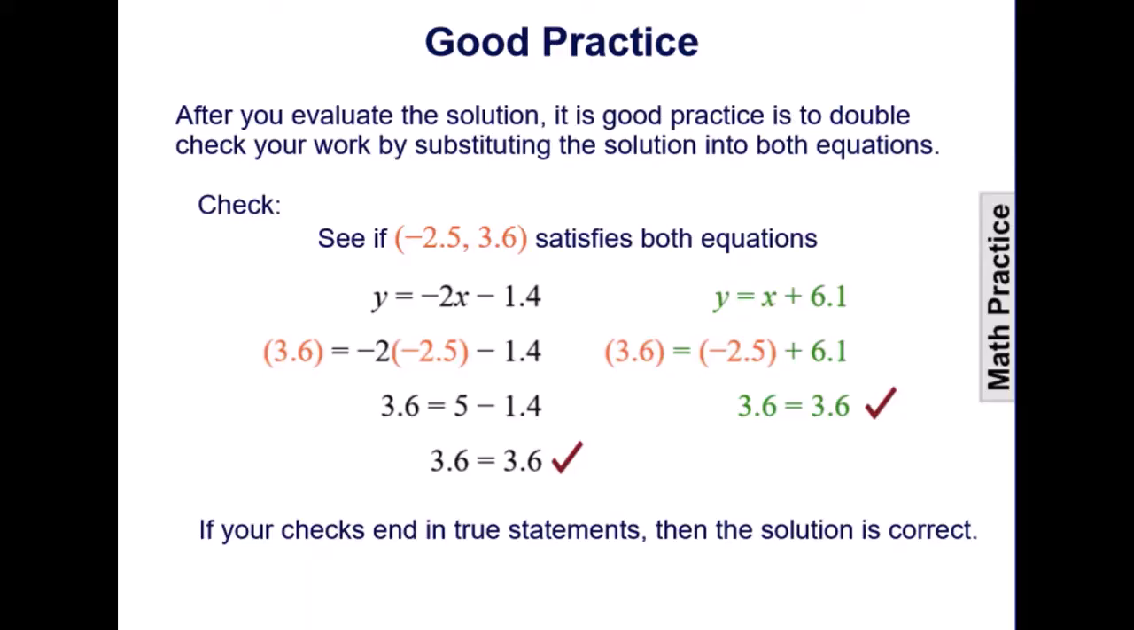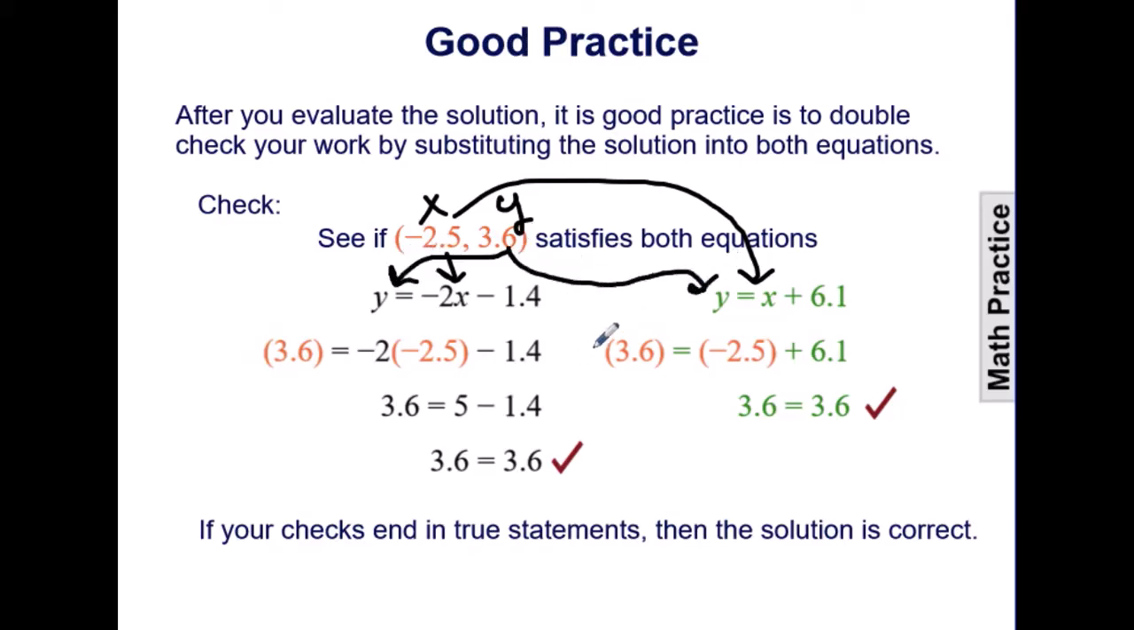After you evaluate this for the solution, it's good practice to double check your work by substituting that point into both equations. So if we want to check to see if our answer, negative 2.5 comma 3.6, satisfies both equations, we'll take x as negative 2.5 and substitute that in for x, and we'll take y as 3.6 and substitute that in for y in both equations.